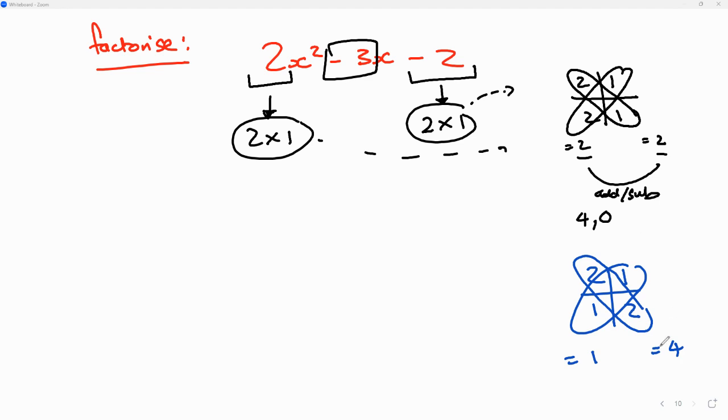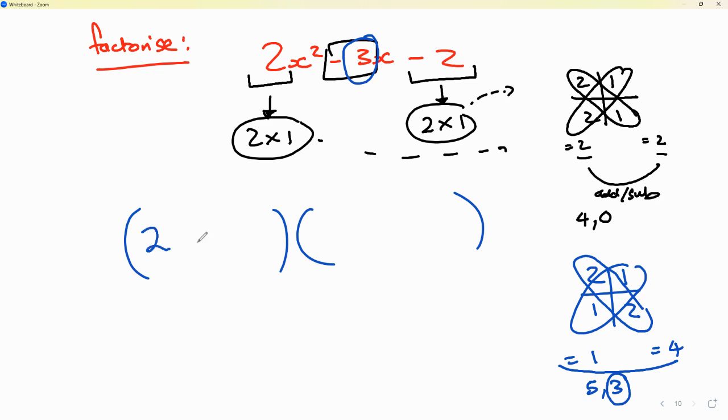Now you can see 1 and 4 can add up to 5, right? They can add to 5 and subtract to 3, and that's what we want. We want 3, the middle term over there, which means this is the arrangement. So I'm going to open up the bracket now, and I'm going to put 2 and 1 first. Then I'm going to put 1 and 2 afterwards, like that.